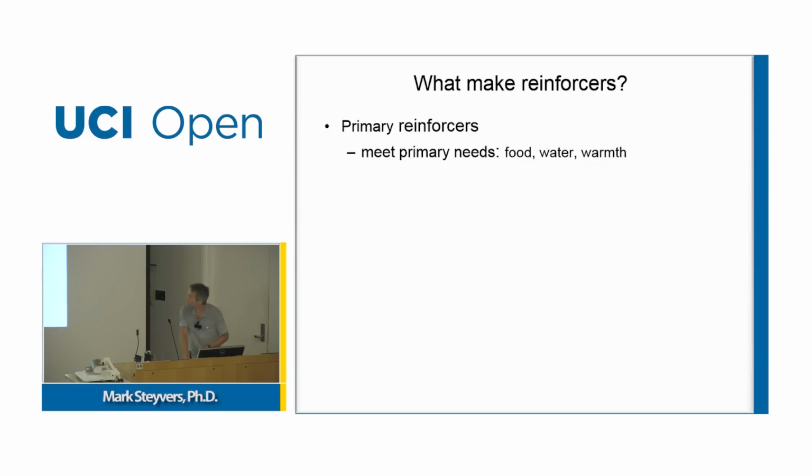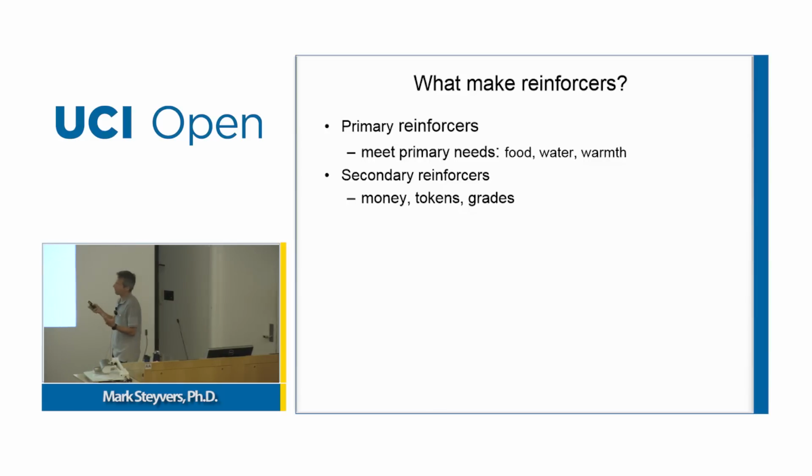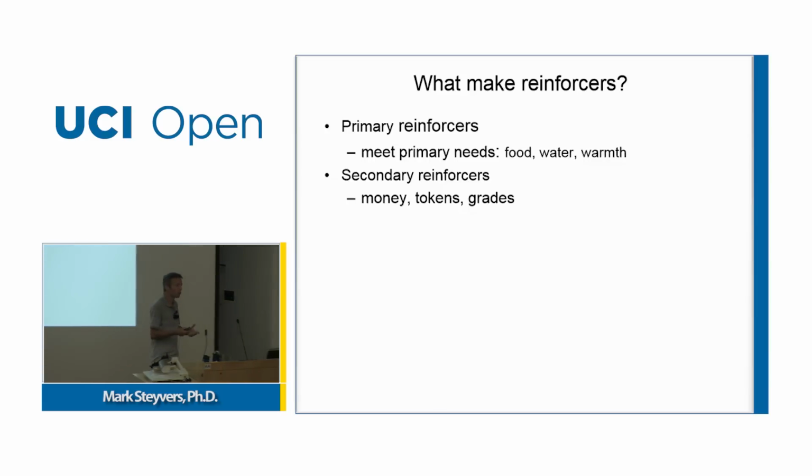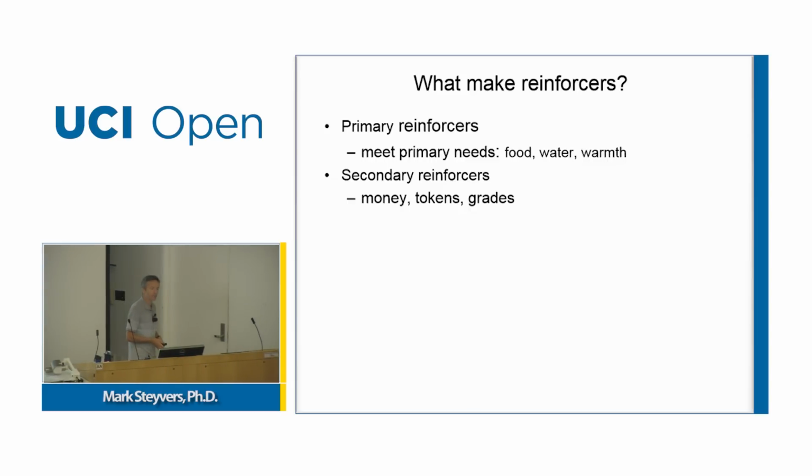Okay, so there are several types of reinforcements we can think of. The basic reinforcements, the ones that work very well, serve some biological need. Food, water, warmth. For obvious reasons, these work very well. But secondary reinforcements are quite powerful as well. Money, tokens, grades, anything that can be associated indirectly with these primary reinforcements can become reinforcers as well.